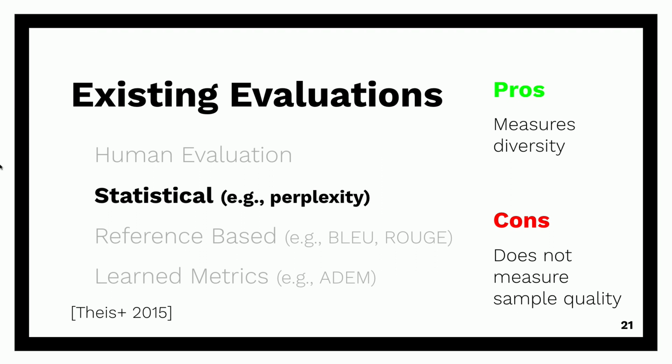Meanwhile, statistical evaluations like perplexity are very good at capturing diversity since they are a valid divergence between distributions, but unfortunately, they do not correlate very well at all with human notions of sample quality.